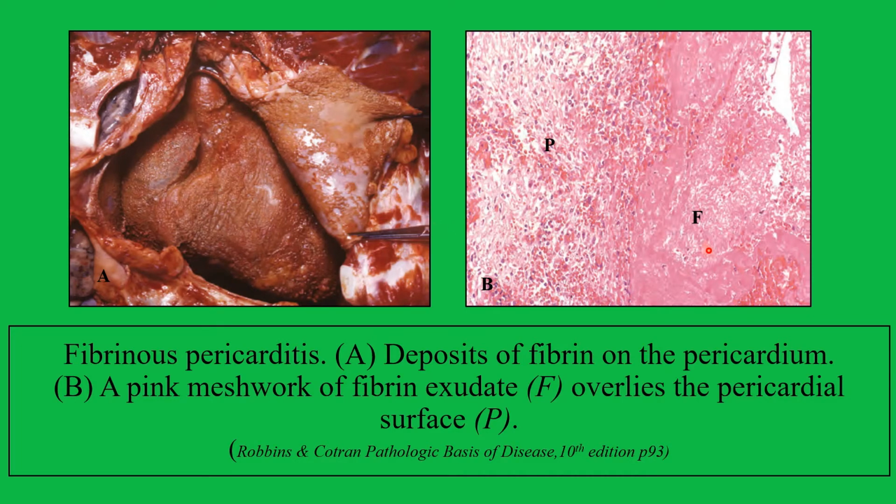Image B is the microphotograph showing the histological appearance of fibrin exudate, the area denoted by letter F, which appears like a pink meshwork of threads or as an amorphous coagulum overlying the pericardial surface. This area is denoted by letter P.